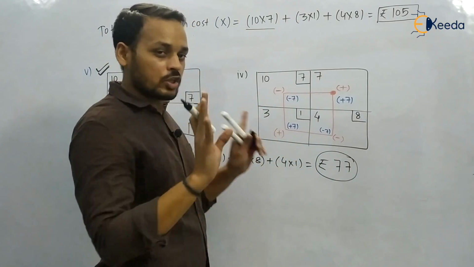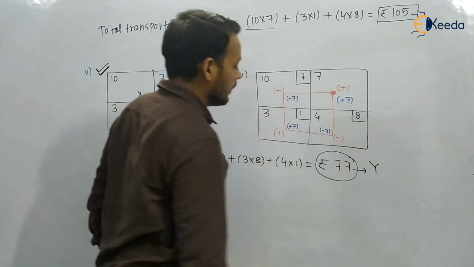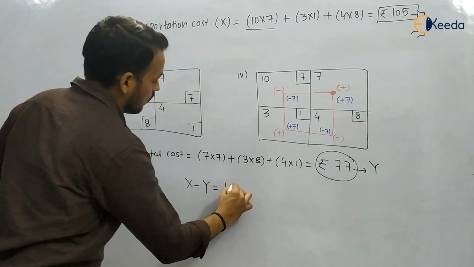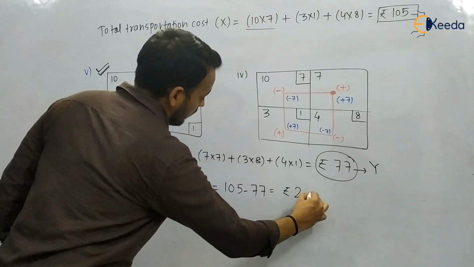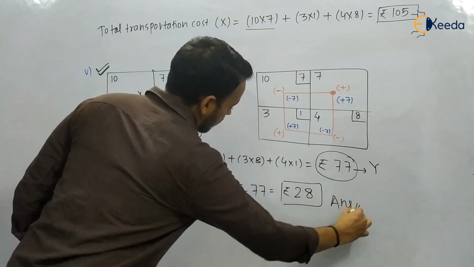You can perform and check. So this is y. The question says to assume it is y, and now find x minus y. So we can do x minus y. This is 105 minus 77, so it is going to be rupees 28. This 28 is our answer.